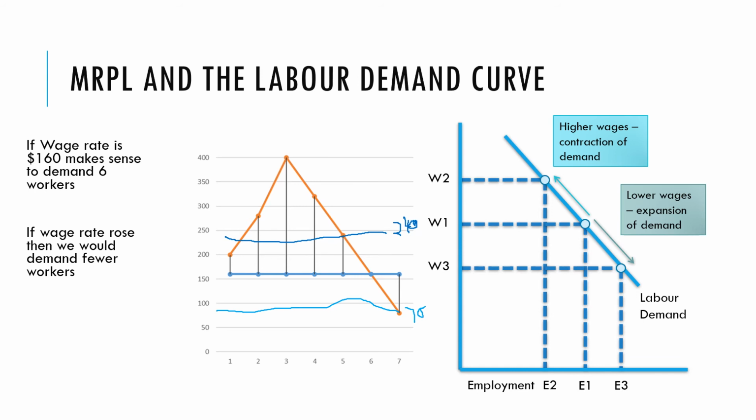So as a general theory, this idea of looking at the marginal revenue product, how much extra revenue the extra workers bring in, comparing it to the wages that we're currently paying. If the wage rate was to rise, then we would demand fewer workers. If the wage rate was to fall, then the business would demand more workers. So this gives us our slope for the labour demand curve.